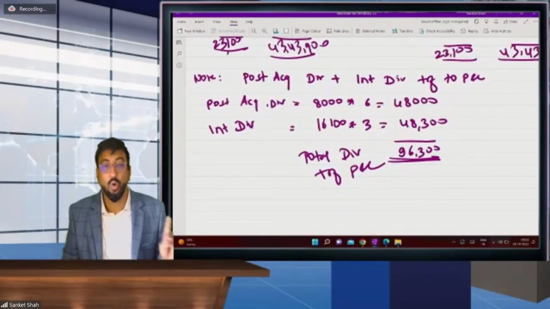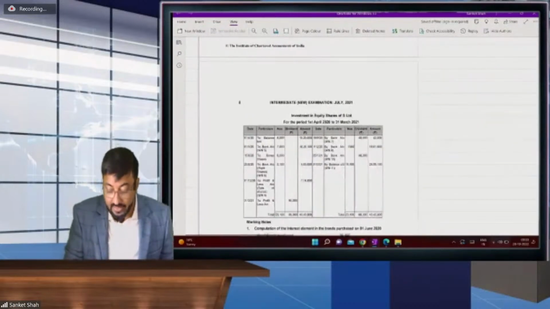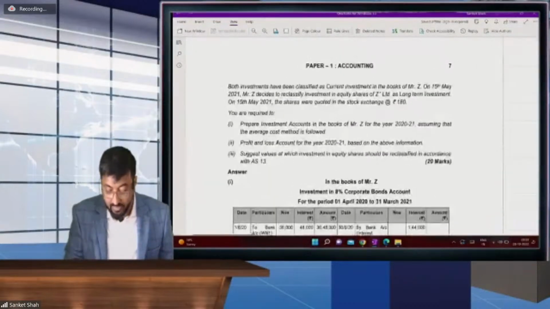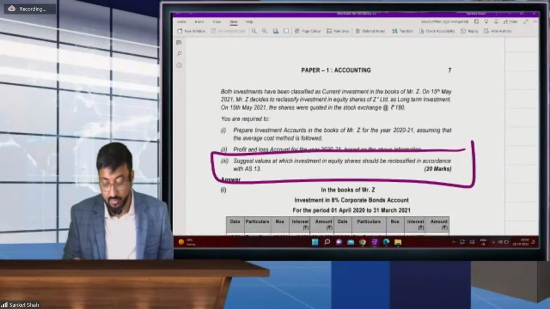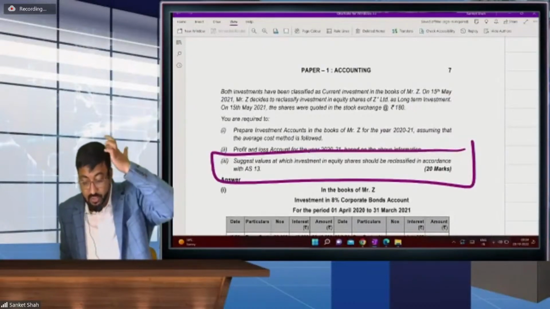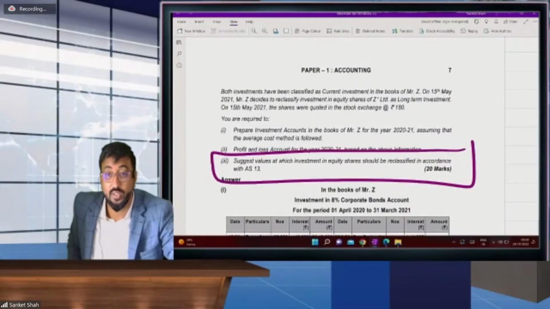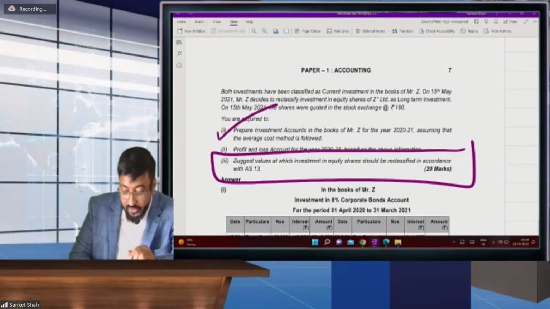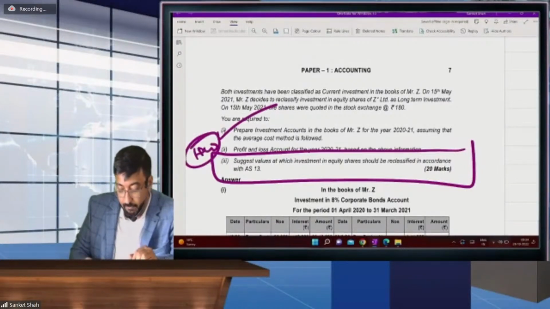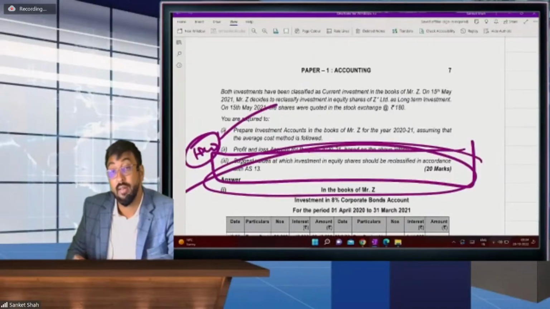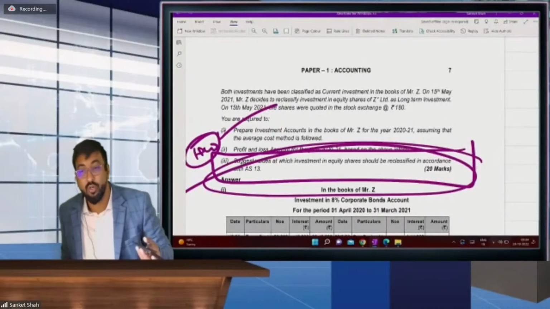Okay, now your homework is the P&L account, and still one question is there, which I'm going to tell you in the next session. If you want to change your investment from current investment to long-term investment, what is the treatment? 3 marks for this question, 3 marks for the P&L account, and the remaining question is 14 marks. So we have completed a 14-mark question. I hope you enjoyed today's session.